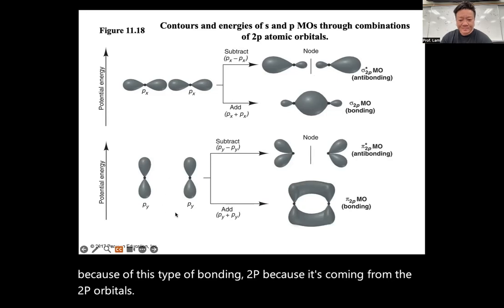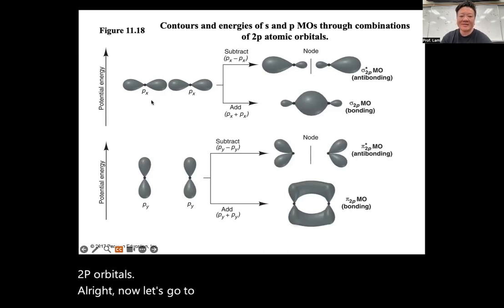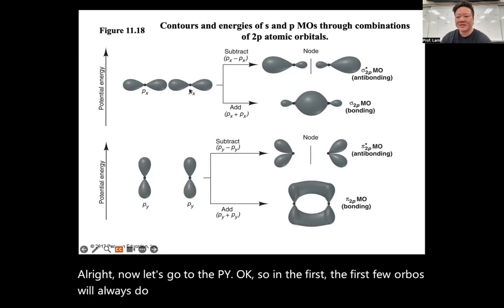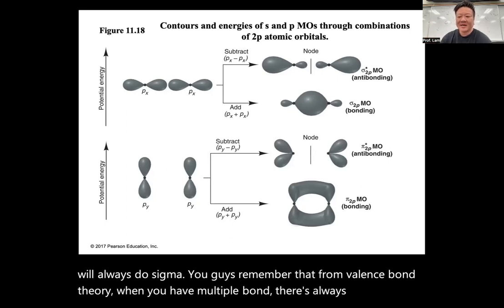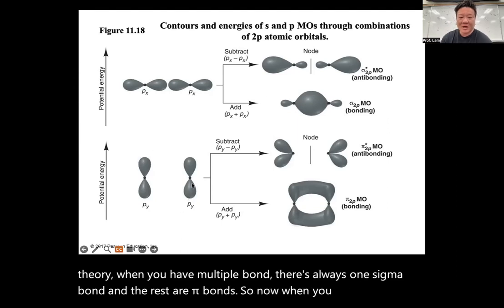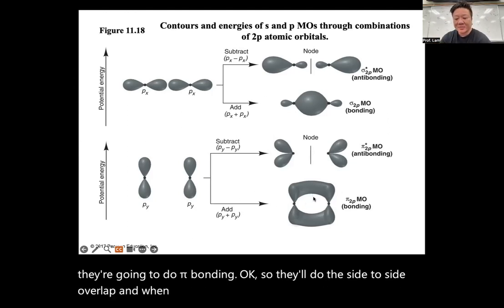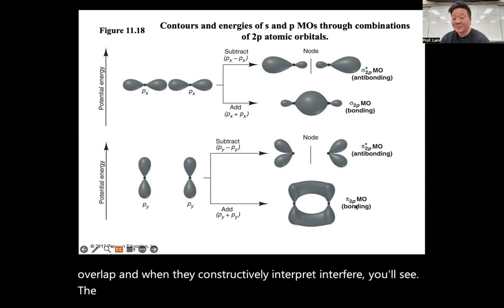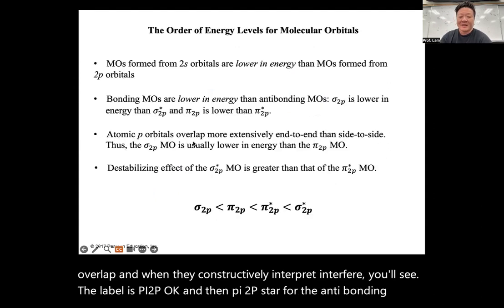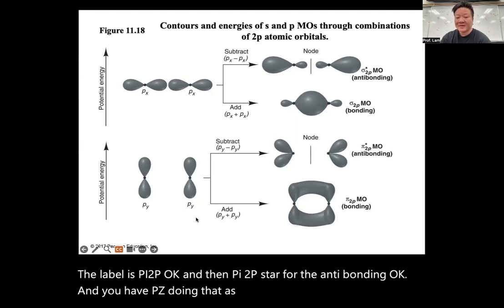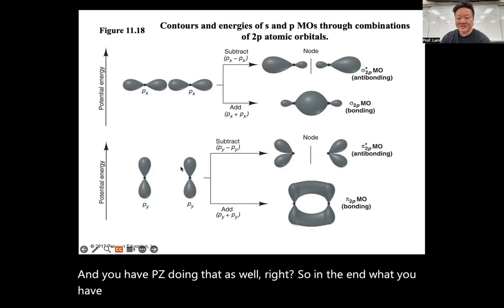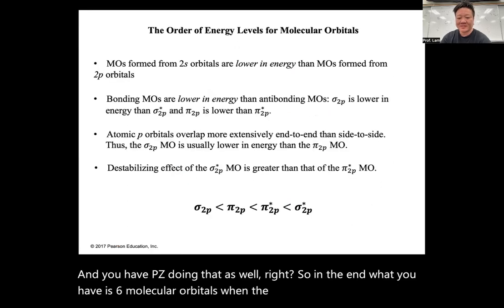All right. Now let's go to the py. In the first, p orbitals will always do sigma. You guys remember that from valence bond theory? When you have a multiple bond, there's always one sigma bond and the rest are pi bonds. So now when you go to the py, they're going to do pi bonding, the side-to-side overlap. And when they constructively interfere, the label is pi 2p, and then pi 2p star for the anti-bonding. And you have pz doing that as well. So in the end, what you have is 6 molecular orbitals when the p orbitals mix.